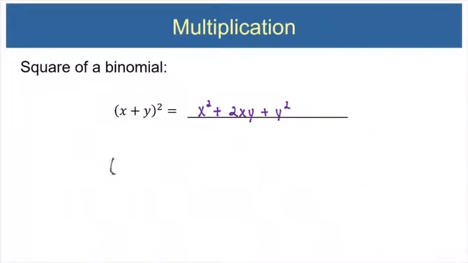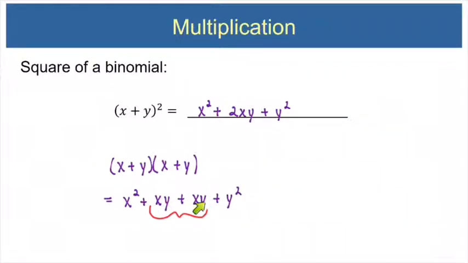And let's see why that works. I'm going to show you using the FOIL steps how we got this middle term. You probably can see that first times first would be x squared. That's not a big deal. Everybody's usually okay with that. Now, outer times outer would be x times y, and inner times inner would also be x times y. And then last times last would be y squared. So this is where the 2xy came from. Notice our two middle terms are xy plus xy. So that's why we got 2xy here.